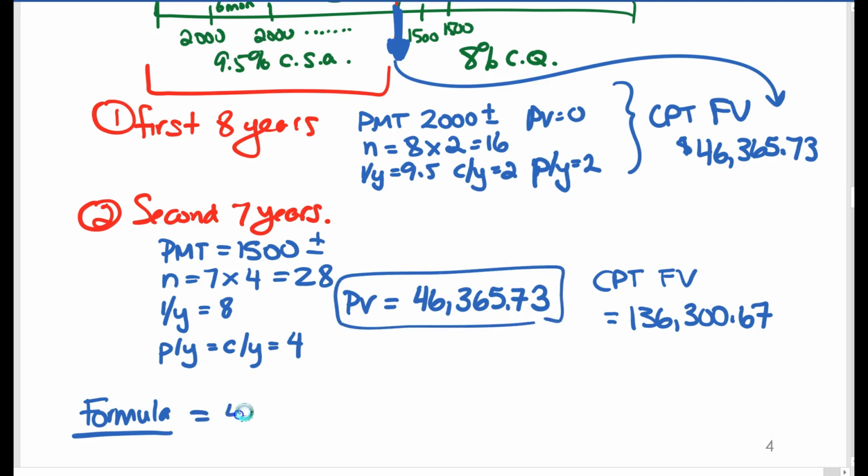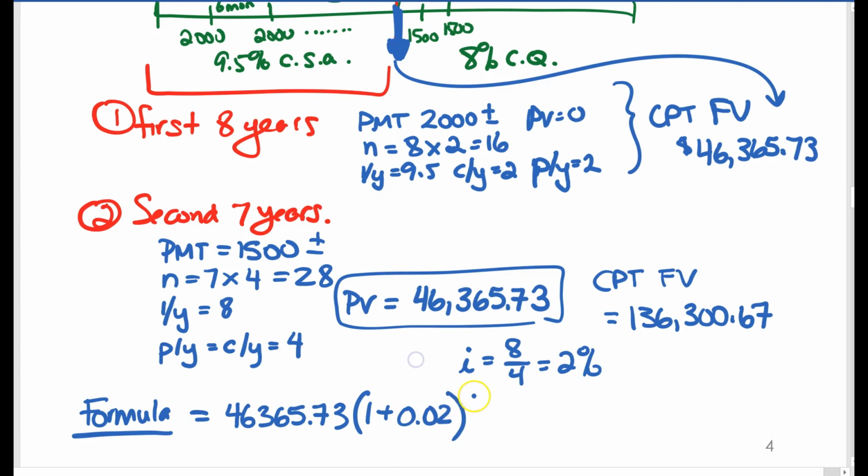So we take $46,365.73 times the future value of that compounding, like so: 1 plus, now I would be 8 divided by 4, which is 2%. Okay, 0.02 is 28 periods. So 1.02 to the power of 28. That gives you the future value of that lump sum amount.